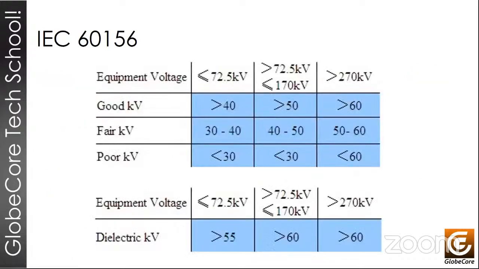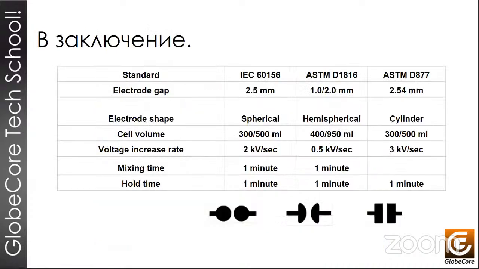The first values that you can see here are typical for a transformer in use. The second table shows the values acceptable by the standards for new oil. Okay, so a quick comparison of the BDV test patterns and methods is presented here. We can see the rate of voltage increase, the shape of electrodes, the amount of oil needed to perform the procedure, and suggested times for sample mixing and hold times.